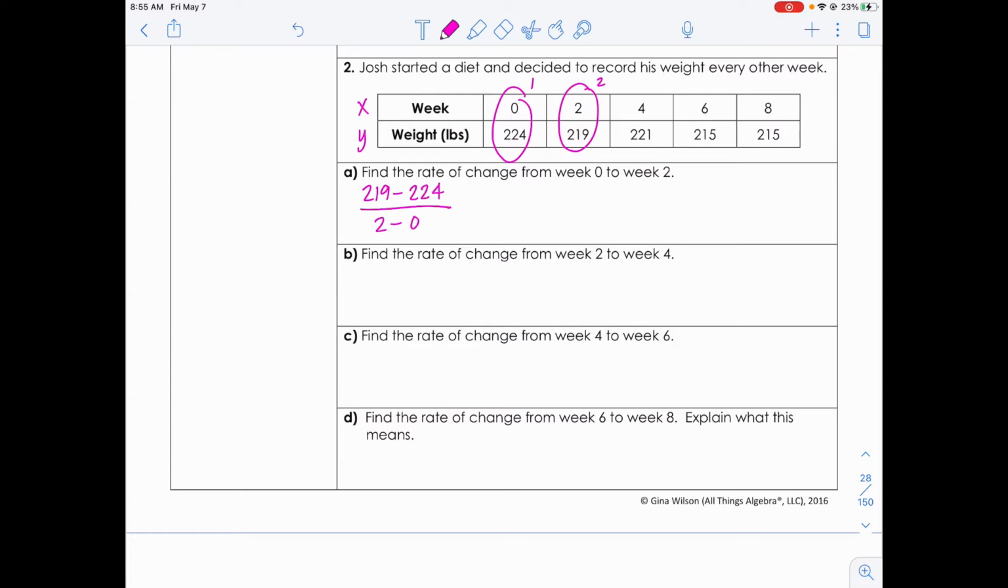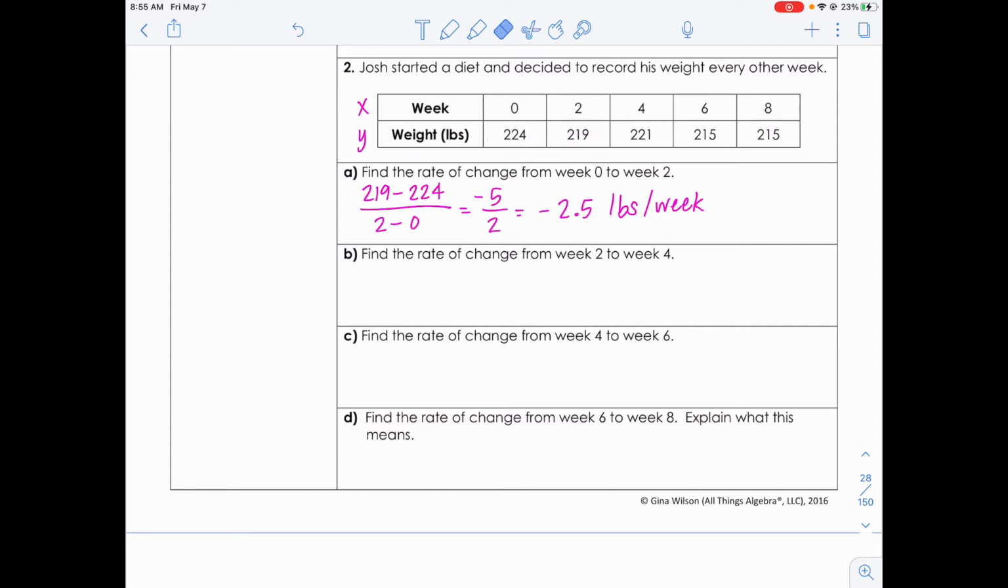219 minus 224 is negative 5, over 2 minus 0 is 2. And negative 5 divided by 2 is negative 2.5. And then remember, we need a label. It would be pounds per week. It's totally fine to have a negative slope in this particular instance and a negative unit rate. That means if you're looking at it, this person is losing 2.5 pounds per week.